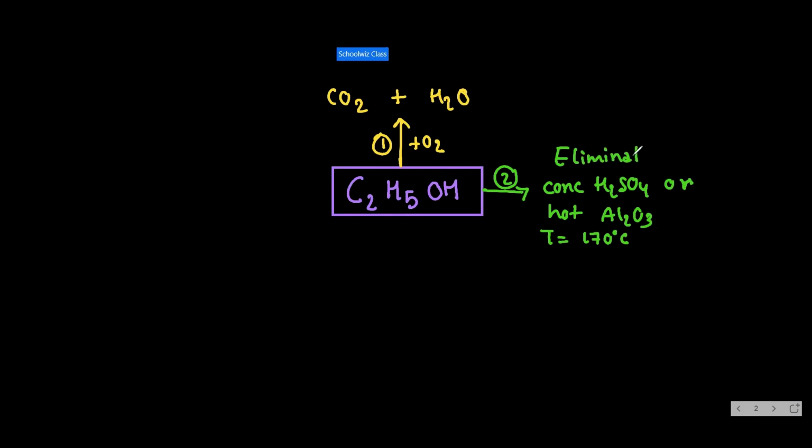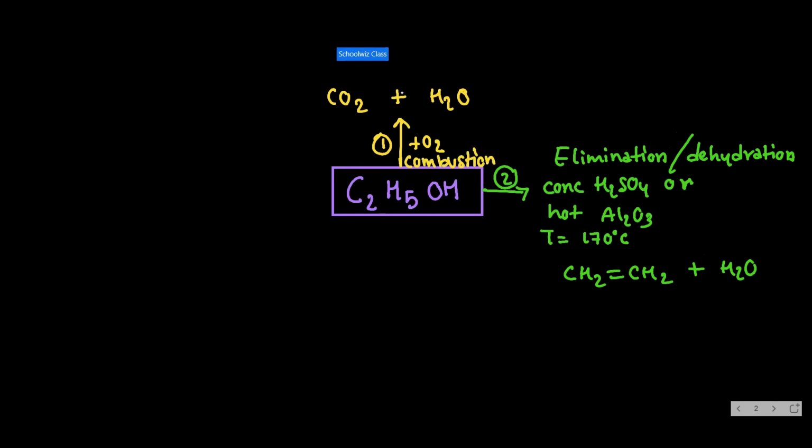Why? Because here we try to take away the OH and H. And when we do so, we create something called an alkene. We create CH2 double bond CH2, and we get rid of water. Sometimes this reaction is also called dehydration, because we're getting rid of water here. All right. And this reaction is labeled as combustion.